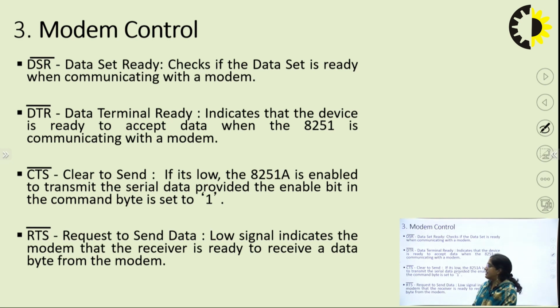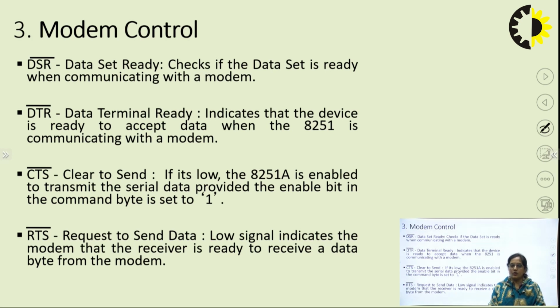Then the DTR, that is data terminal ready, indicates that the device is ready to accept the data from 8251 for communicating with the modem. So data is available from the microprocessor to 8251 and from 8251 the data is transmitted for serial communication, and in that case the data terminal ready signal will show whether this device is ready for accepting the data. Clear to send, if this is active low, then 8251 is enabled to transmit the data serially, bit by bit. Request to send is an active low signal indicating that the receiver is ready to receive the data byte from the modem.